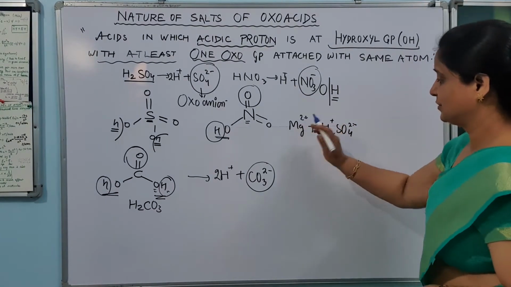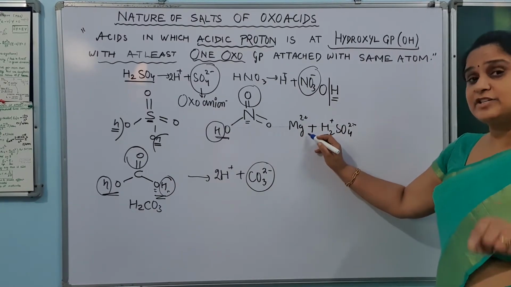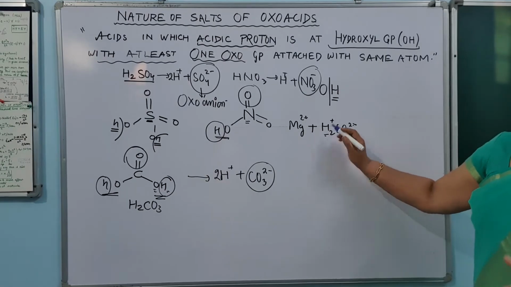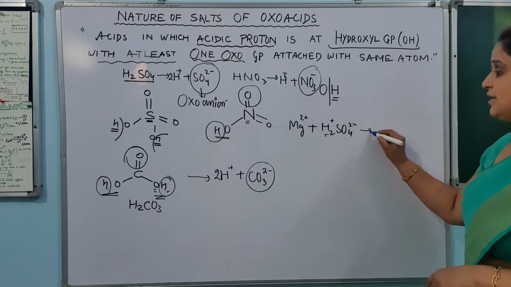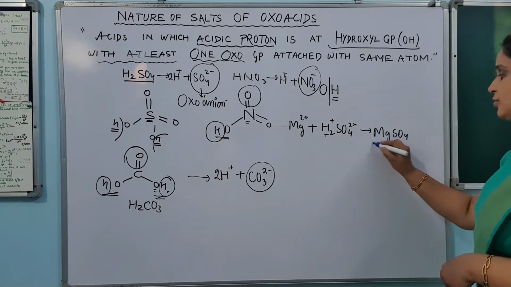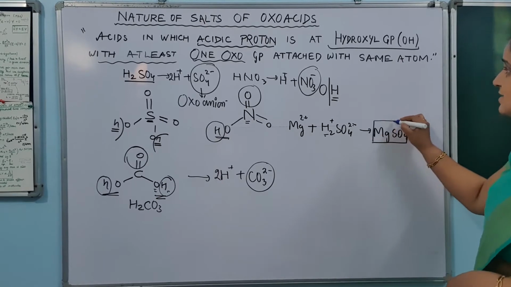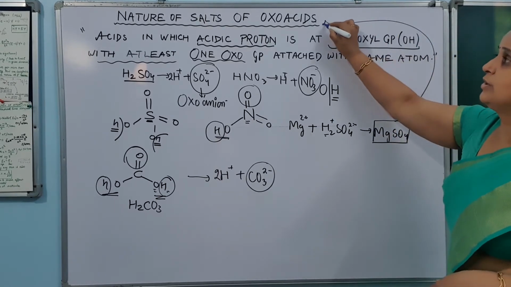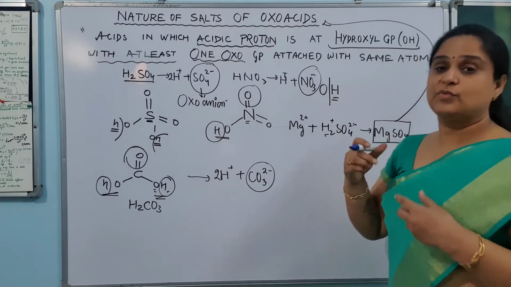This is plus, the replacement will be there. Because magnesium is more reactive, it will replace the hydrogen and will take the place of the hydrogen here and will make what is this salt? This is the salt of oxo acid. So what are oxo acids?